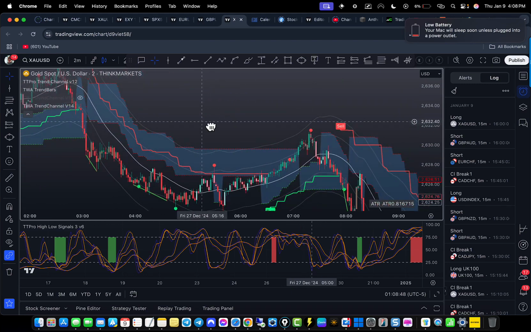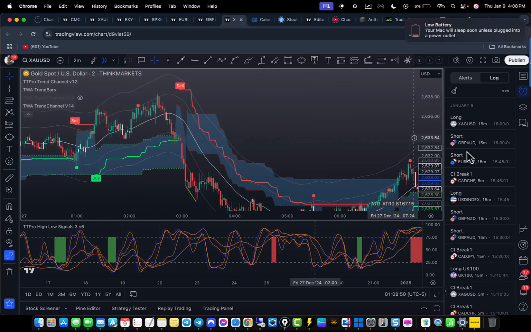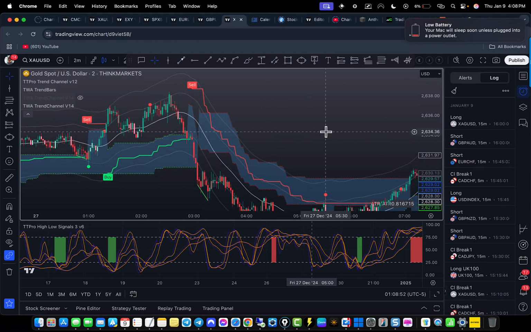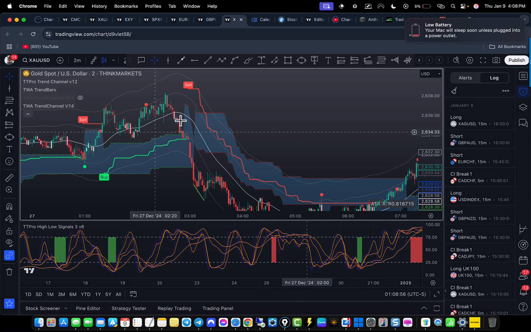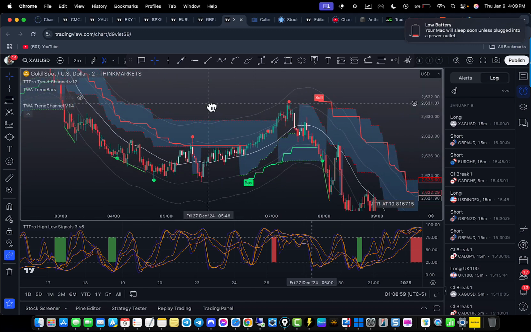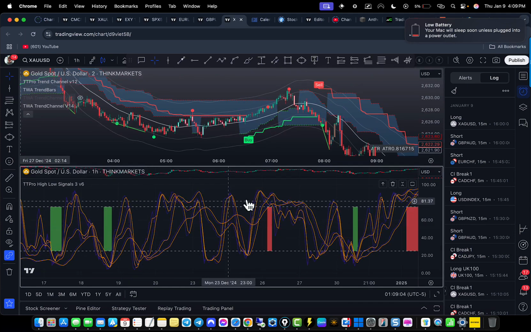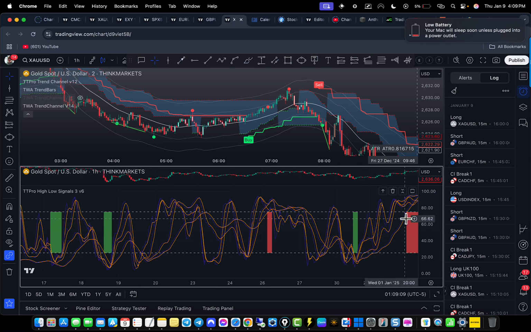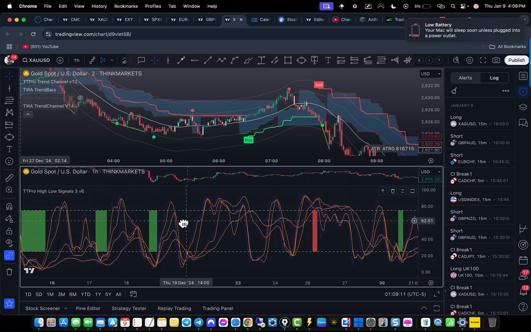Traders, I've been working on some new indicators, right? So let me show you what I've got here. You can see these buy and sell signals on the 2-minute chart above. And down the bottom here, we have these zones. All right, we have these green and red zones. This is a 1-hour chart down the bottom.